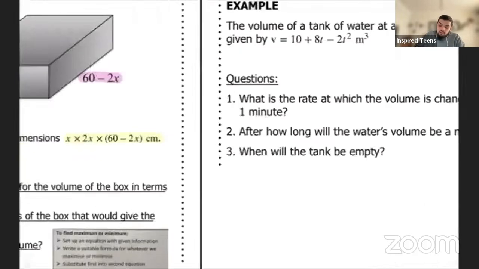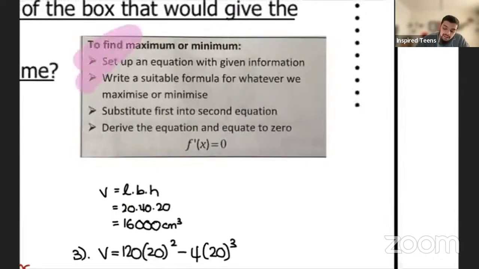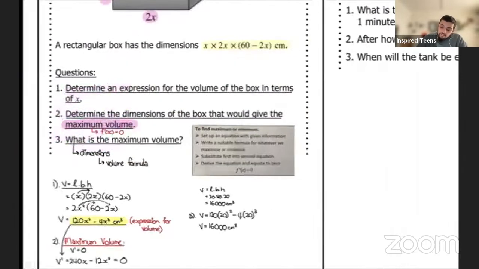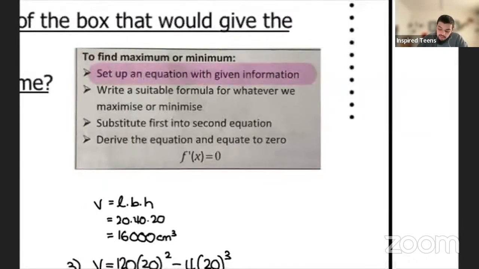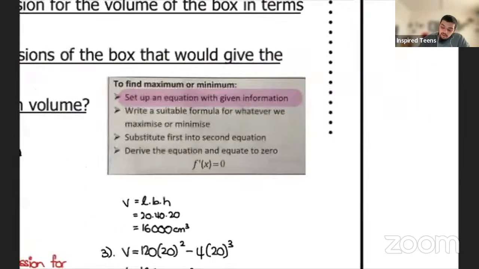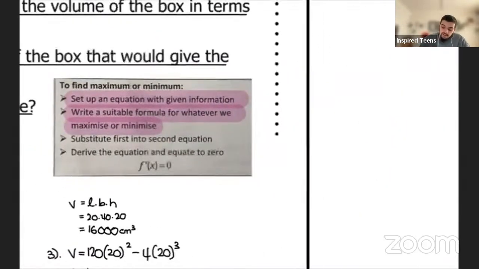Okay, sorry. Before we continue, I just want to go back to see how we answered this to find maximum minimum. So this is when they don't break it down in the steps that they broke it down in 1, 2, 3. Here is, if you want to just find the maximum minimum, you set up an equation with the given information. That's what we did. Set up an equation for volume. And we solved for it. Write a suitable formula for whatever to maximize or minimize. That's exactly what we did. So we set up the equation and then we write the suitable formula for what needs to be derived. Substitute first into second equation.